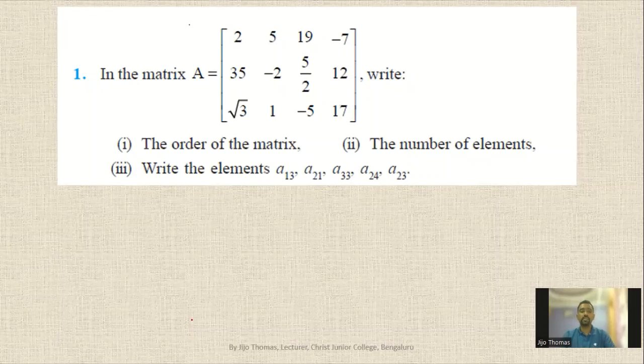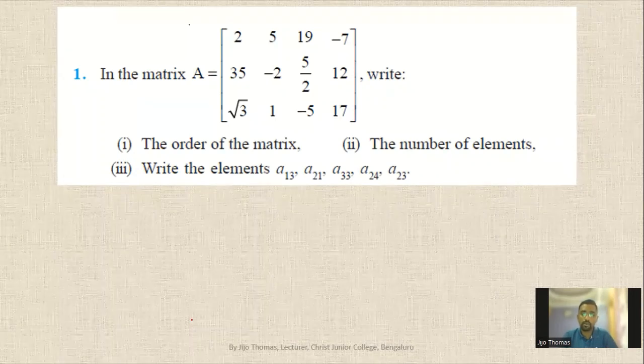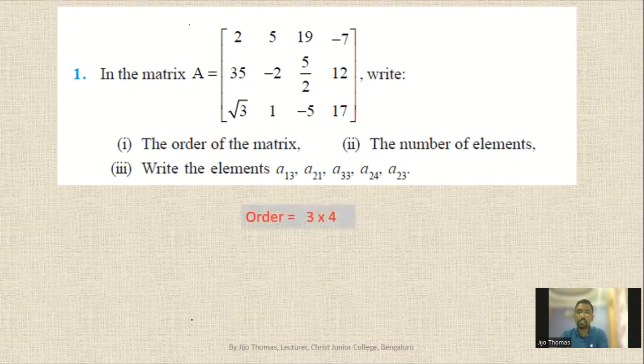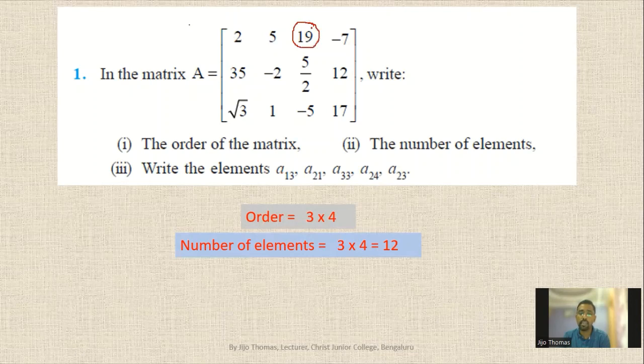I have given you a matrix here: 2, 5, 19, minus 7, 35, minus 2, 5 by 2, 12, root 3, 1, minus 5, 17. What will be the order of the matrix? Yes, 3 cross 4: 3 rows, 4 columns. How many elements are there in the matrix? We have a total of 3 into 4, that is 12 elements. And identify the element A13. A13 is first row, third column. This will be your element for A13.